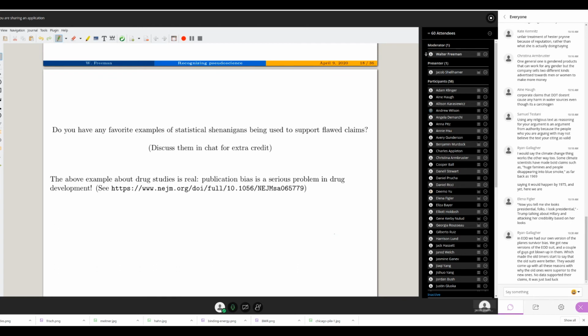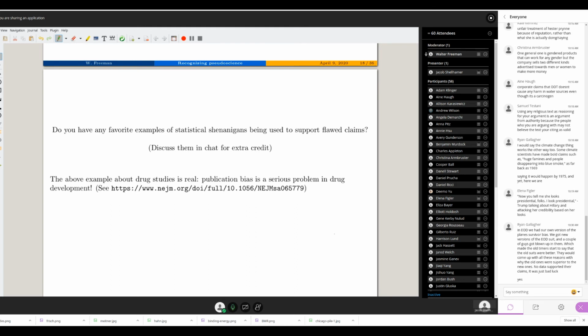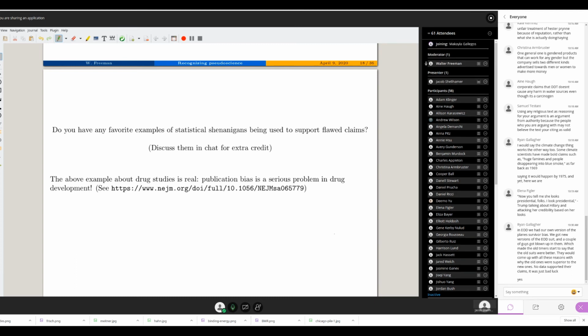Ryan says EOD is explosive ordnance disposal, I believe that's the right acronym. Ryan worked as someone who defused bombs in the military. And he says that they had their own version of survivor bias. We got new versions of the protective suit, and a couple of guys got blown up in them, which made the old timers start to say that the old suits were better. They would come up with all these reasons why the old ones were superior to the new ones. No data supported their claims. It was just bad luck.